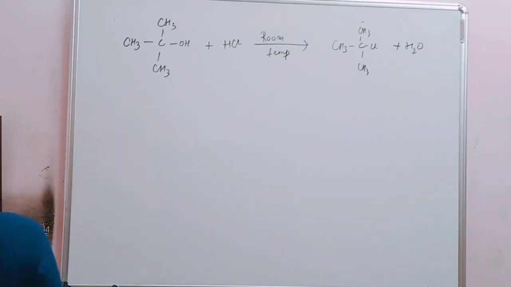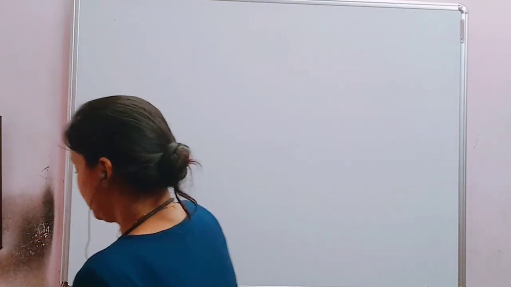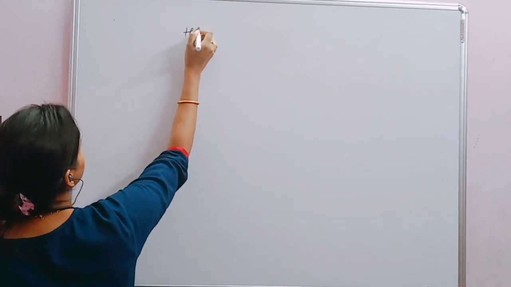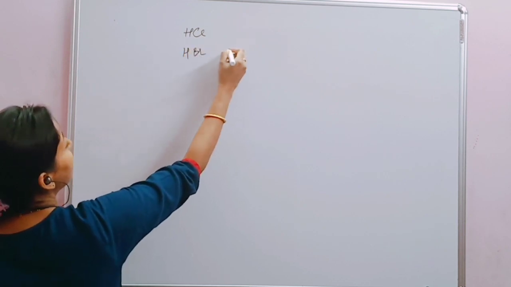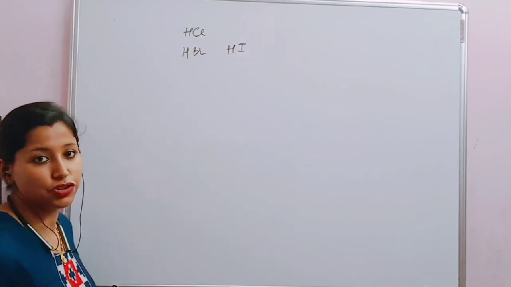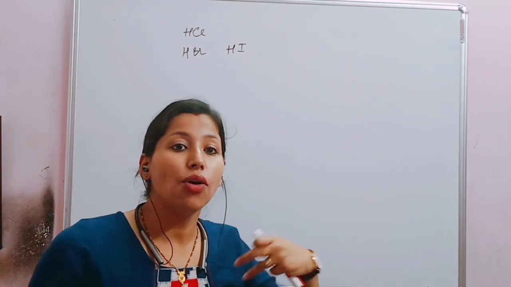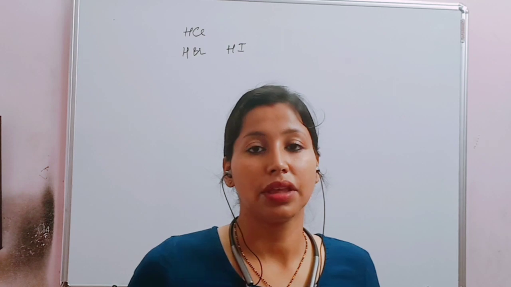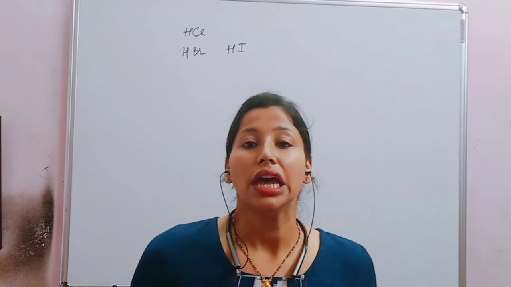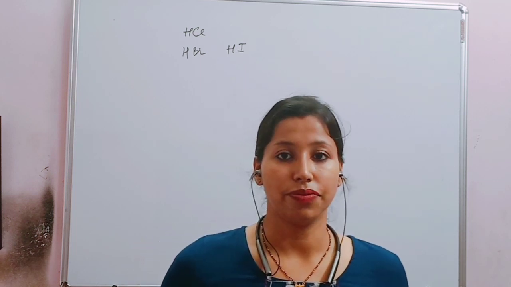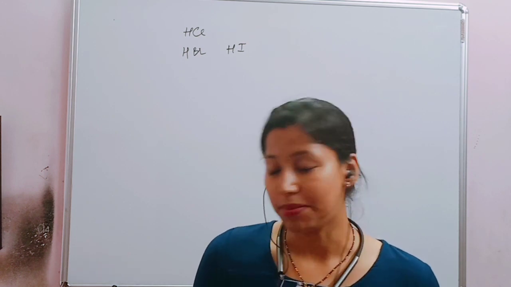For chlorides we take HCl. That means for bromides we should choose HBr, and for iodides we should choose HI. We must remember that HBr and HI are not available as such. If you need HBr and HI for any reaction, you need to prepare them in situ. That means they have to be prepared in the reaction medium. Let's see how it can be done.